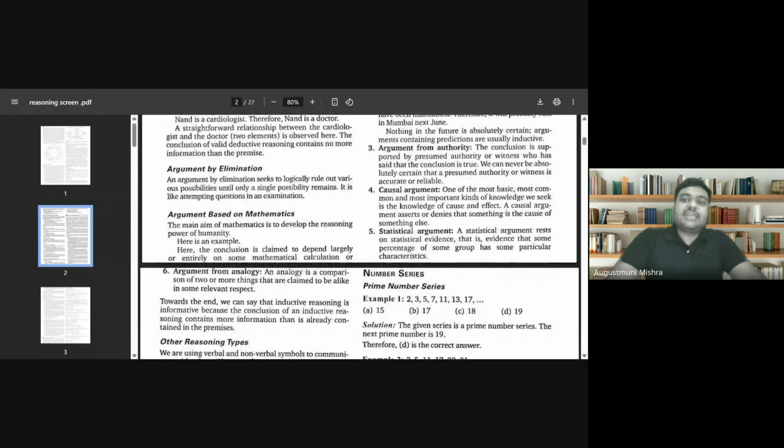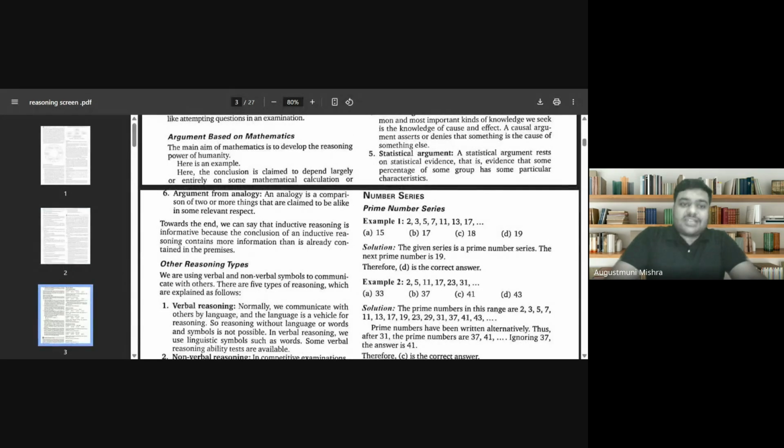Then there's a causal argument. One of the most basic, most common, and most important kinds of knowledge we seek is the knowledge of cause and effect. That also we have discussed. So this is a causal argument. There is a connection between cause and effect. And at the end, there is a statistical argument, which is based on statistical evidence like data, facts, and figures. So these are the basic types.